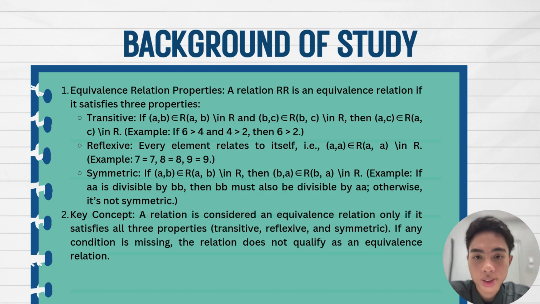Point number two is key concept. A relation is considered as an equivalence relation only if it satisfies all three properties: transitive, reflexive, and symmetric. If any condition is missing, the relation does not qualify as an equivalence relation.